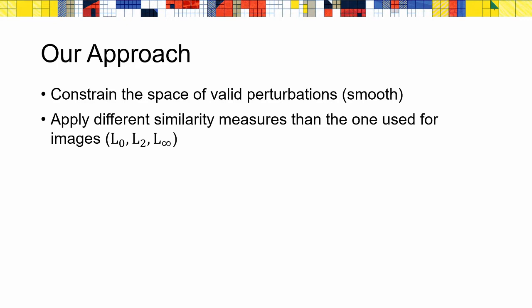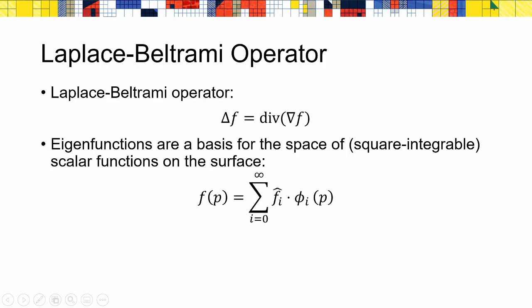We also tested different similarity measures than the one usually applied for adversarial examples, which typically are the L0, L2 or L-infinity norms. The Laplace-Beltrami operator is a differential operator common in the world of geometry processing. It is defined as the divergence of the gradient, and it possesses a number of useful properties, one of which is that any square integrable scalar function defined on the surface can be represented as a linear combination of the operator's eigenfunctions.